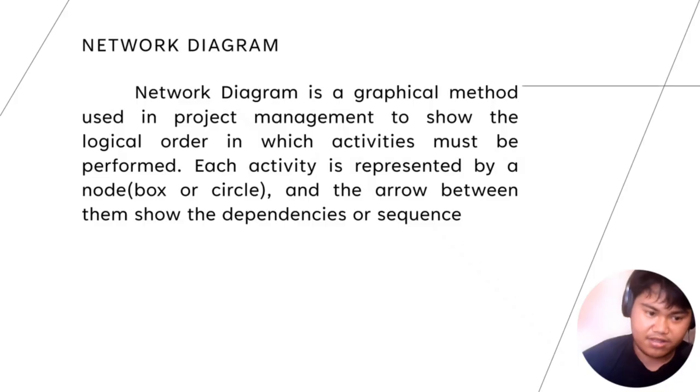Next, network diagram. A network diagram is a graphical method used in project management to show the logical order in which activities must be performed. Basically, a network diagram shows the sequence and dependencies of project activities. Each activity is represented by a node, a box or a circle, and the arrow between them shows the dependency or the sequence, indicating the order or flow of the activities.